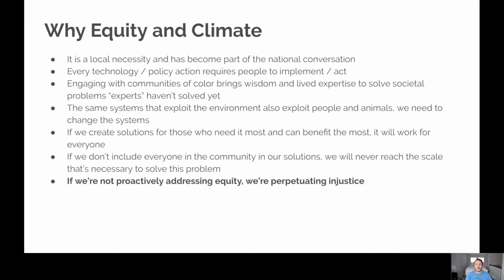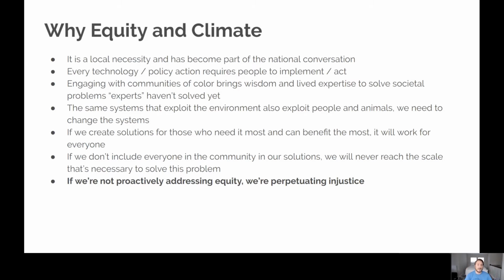There's no escaping that there's a racial equity angle to all of these things. We've really realized that engaging with communities of color brings wisdom and lived experience, much beyond just the scientific experts that have focused on solving the scientific part of climate change. I've really come to understand that this is a systematic problem in the United States, and the same systems that exploit the environment are the same systems that exploit people, exploit animals, and we really have to change the systems if we're going to actually try to address these massive problems.